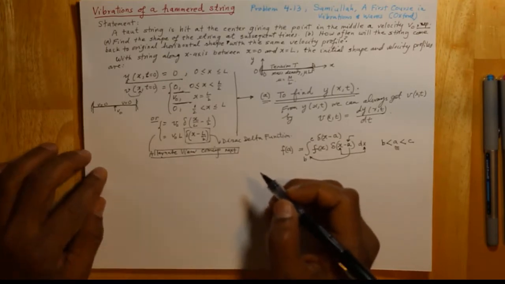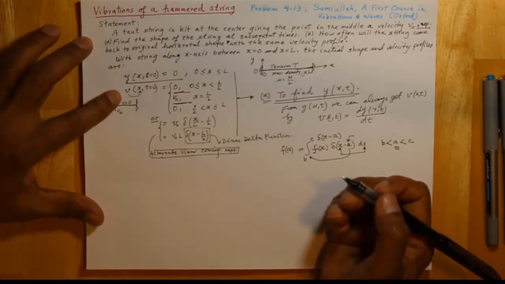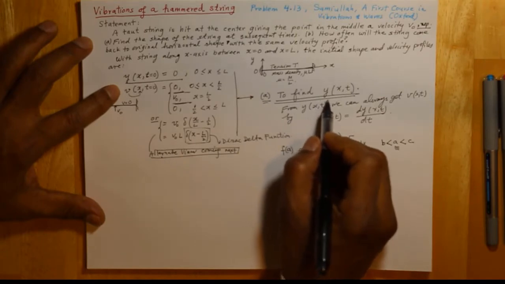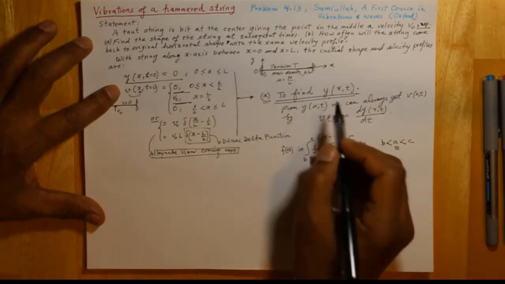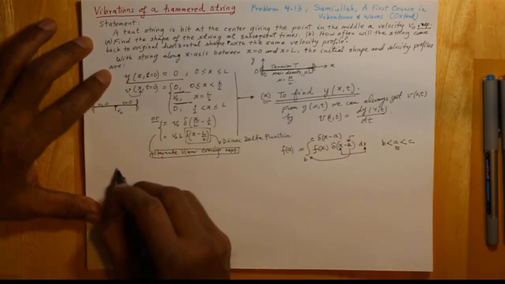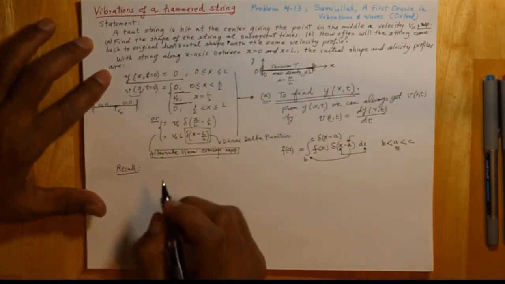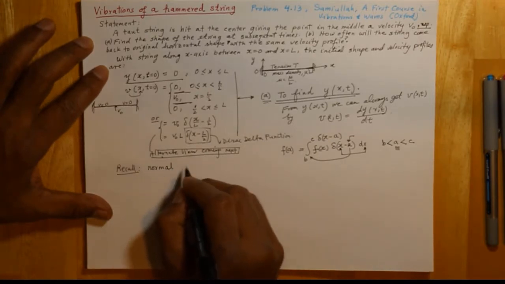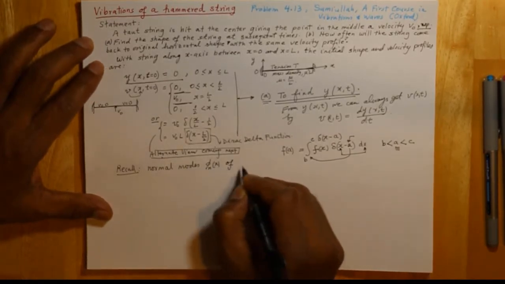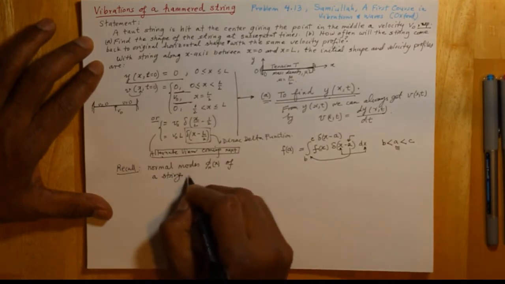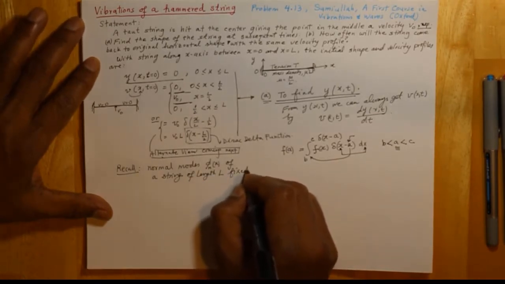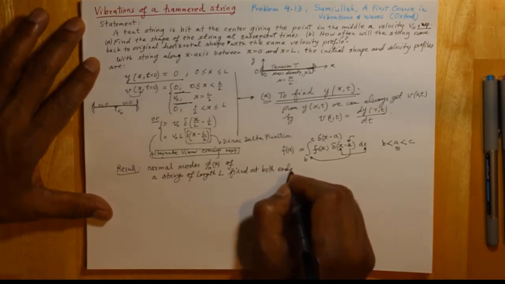Well, you probably know that we can express y in terms of normal modes of this system. So recall the normal modes phi n of x of a string of length L, fixed at both ends. Let's recall that.